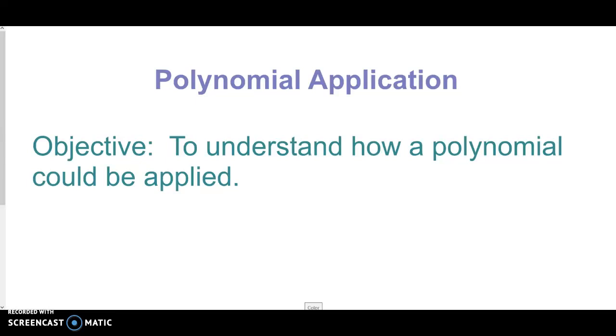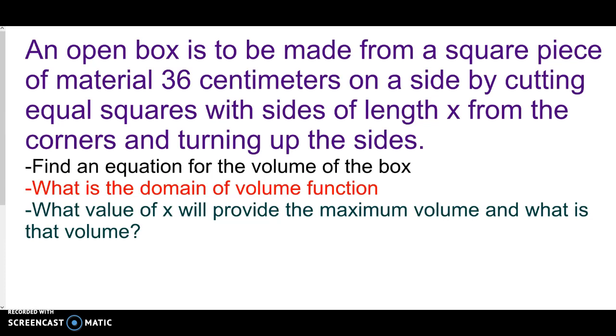Okay, let's work on some polynomial applications. So here's our first one. It says, an open box is to be made from a square piece of material that's 36 centimeters on a side by cutting equal squares with sides of length x from the corners and turning up the sides. So we want to do a few things.